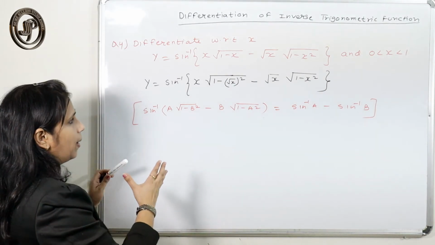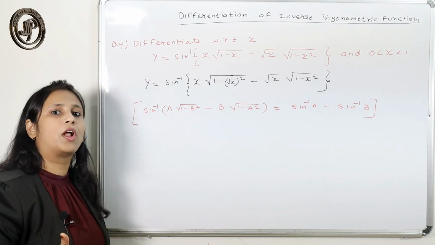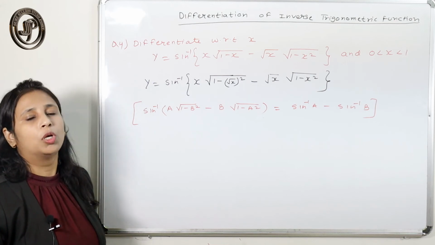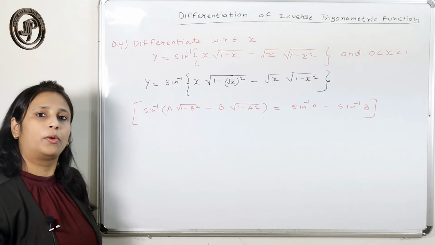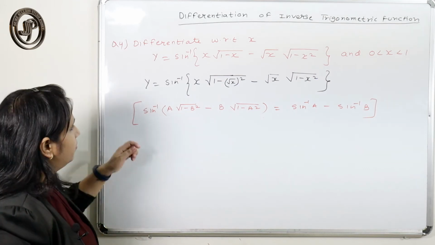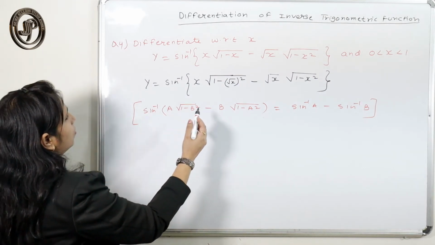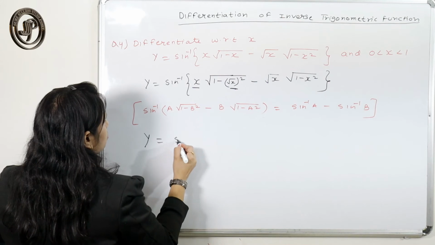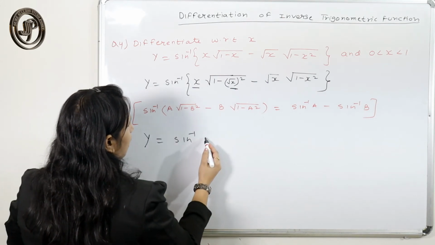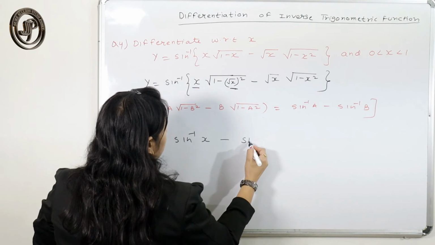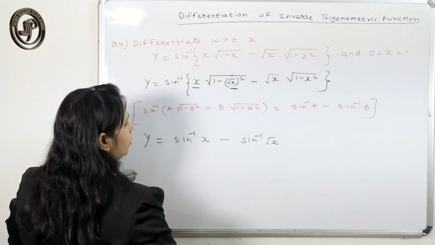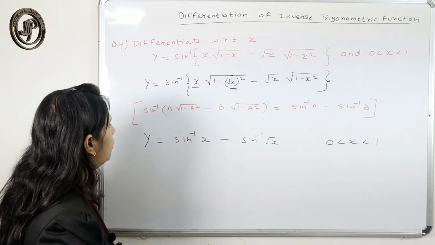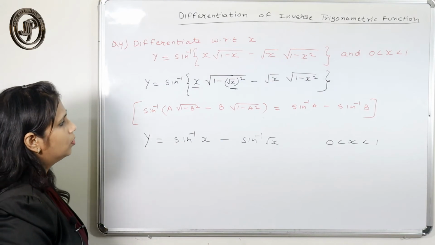So, just whatever I am doing here, just try to copy down that and revise those things again and again. Then definitely you will be able to solve a lot of questions related to this topic in a much easier way. So, now if I suppose this part as A, this part as B, so you can write this as sine inverse A minus sine inverse B, where your x lies between 0 to 1.